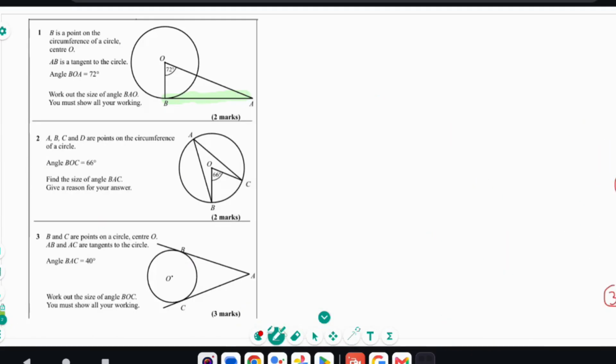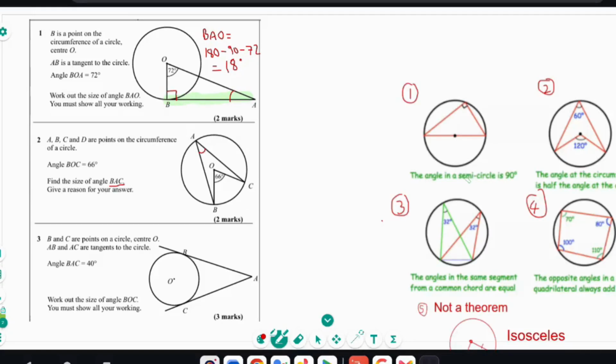I'm just going to leave that over there so I can refer back to it. You must show all your working out. Okay, so how are we going to get the angle BAO? BAO is this one here. So BAO equals 180 minus 90 minus 72. So that's what it means by showing your working out. 18 degrees.